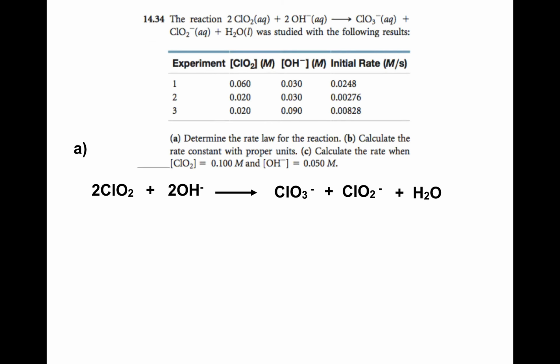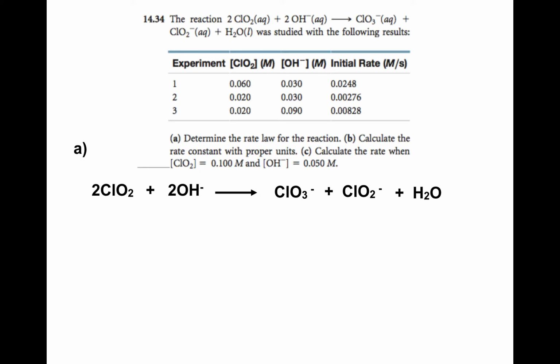The reaction between chlorine dioxide and hydroxide to form chlorite and water was studied with the following results. All right, so we had 3 experiments with different concentrations, different rates. A, determine the rate law for the reaction. All right.